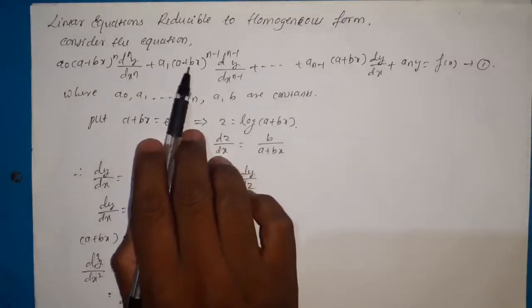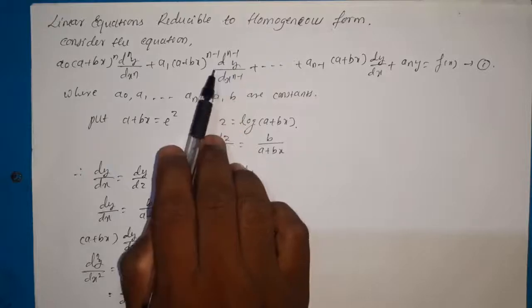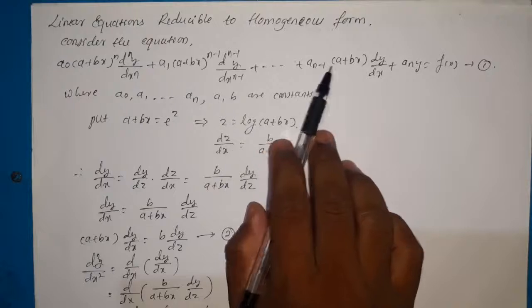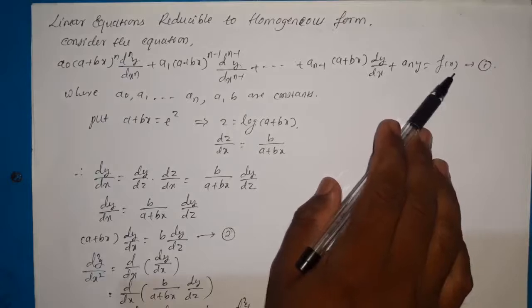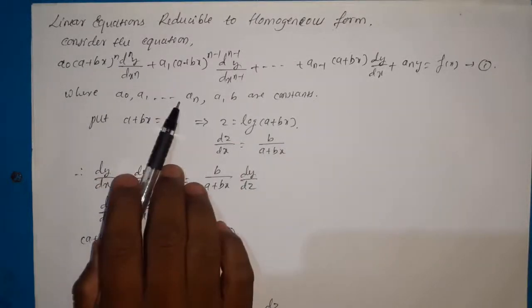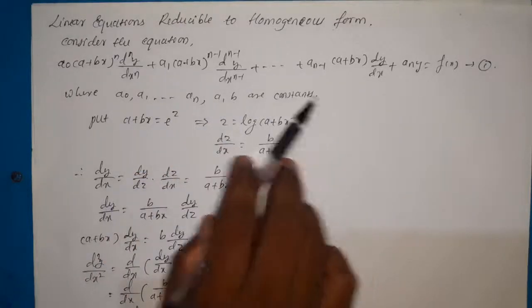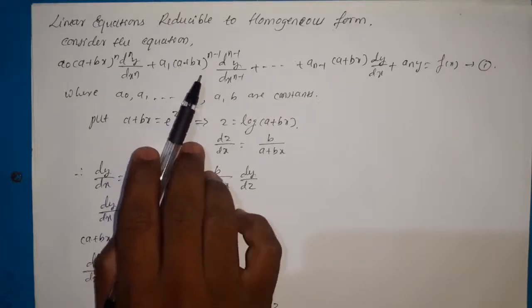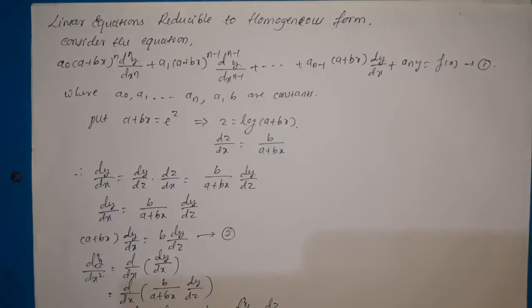Here also we should have the same equation, that is a plus bx whole power n minus 1 d power n minus 1 y by dx power n minus 1, and so on up to a n minus 1 a plus bx dy by dx plus a n y is equal to f of x, where a naught, a1 and so on up to a n, a, b are all constants. So this is the standard form of that equation, which is non-homogeneous because it is not in homogeneous form. So now we are reducing that to the homogeneous form.